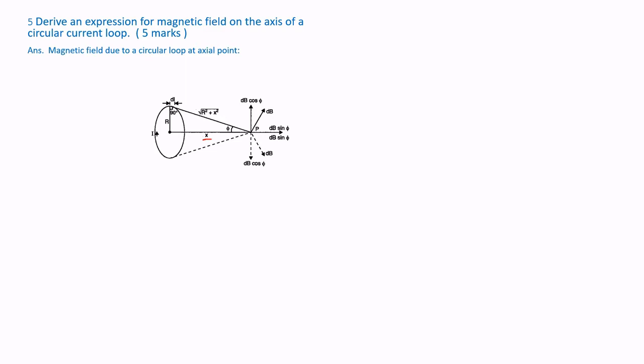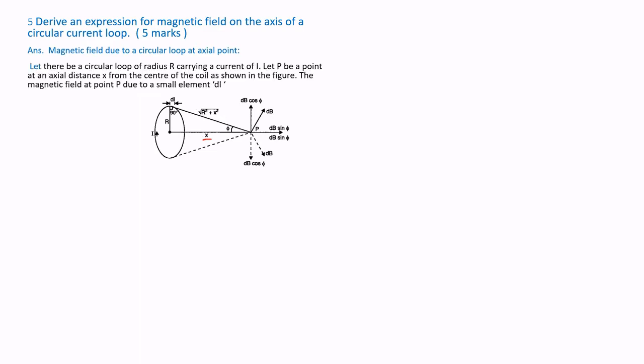dB sin phi. Sorry, I was saying theta, it is phi. Phi is the angle here, not theta. It is dB sin phi two times, and cos phi gets cancelled. Please correct it. It is not theta, but it is phi.